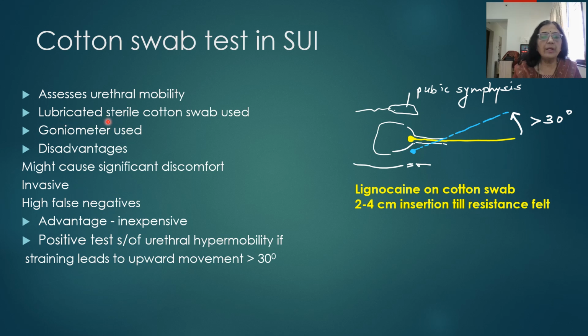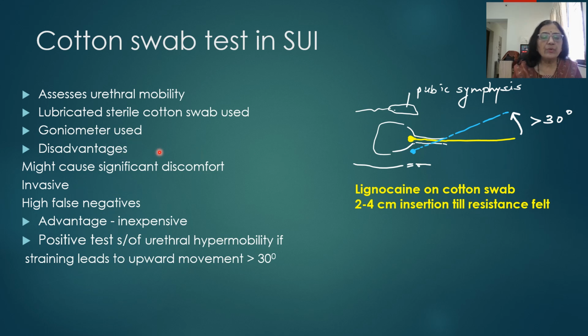What is done is a lubricated sterile cotton swab is used, and usually lignocaine is also applied over the cotton swab at the time of insertion, and then it is inserted for 2 to 4 centimeters in the urethra till you feel the resistance. Wherever we feel the resistance, we know that we are at the urethrovesical junction.